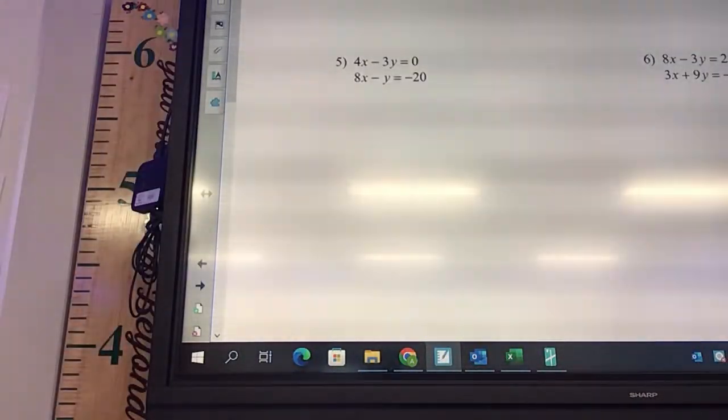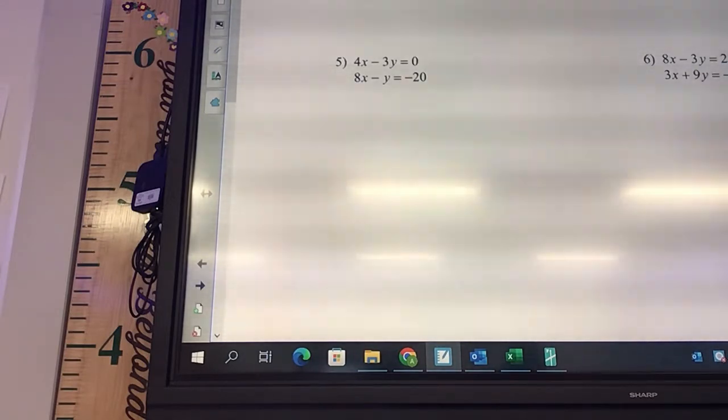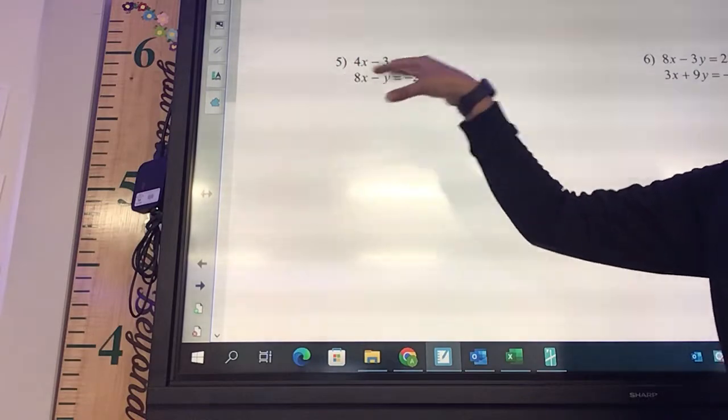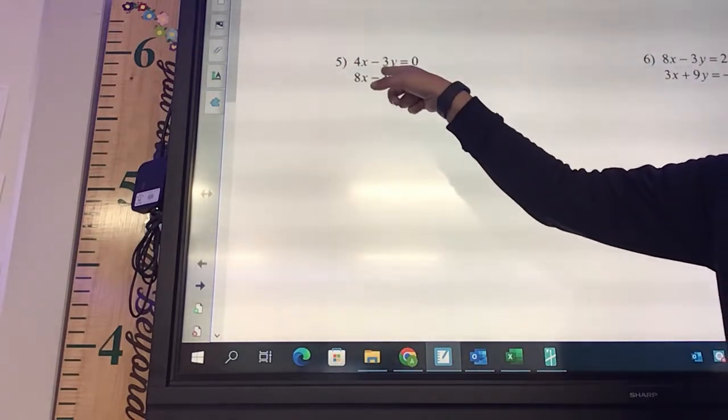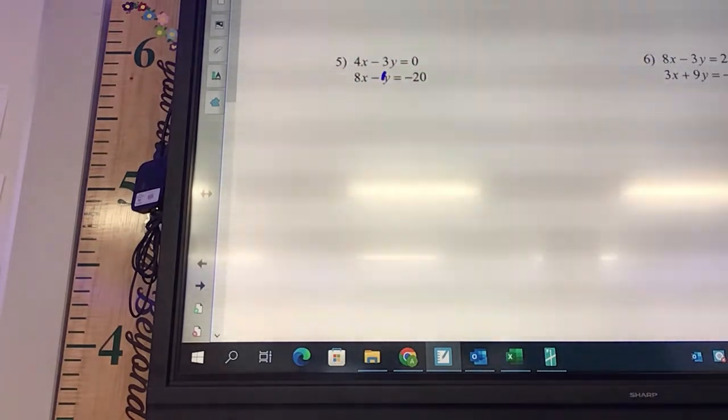Okay, 5. What would you like to cancel? Okay, if we want to cancel the x's, what do we need to multiply by? If you're not sure what to multiply by, you said you want to pick x's, right? So, which one has the smaller x? The top one or the bottom one? The top one. That means that this one has to be multiplied, okay? If we were to pick the y's, which one is smaller, 3 or 1? Then this one is the one you have to multiply by. You're always going to pick the smaller because multiplication makes it go up.